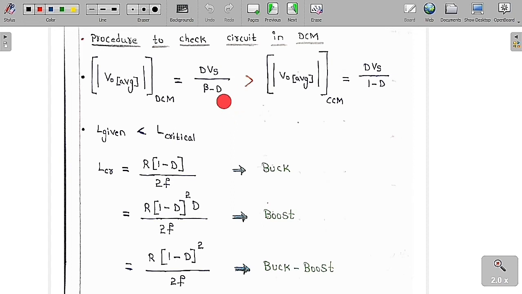So these are the two ways by which we can confirm that the circuit is operating in the discontinuous conduction mode. The critical inductance is equal to R into (1 minus D) by 2F for the buck converter, R into (1 minus D) whole square into D by 2F for the boost converter, and R into (1 minus D) whole square by 2F for the buck-boost converter.